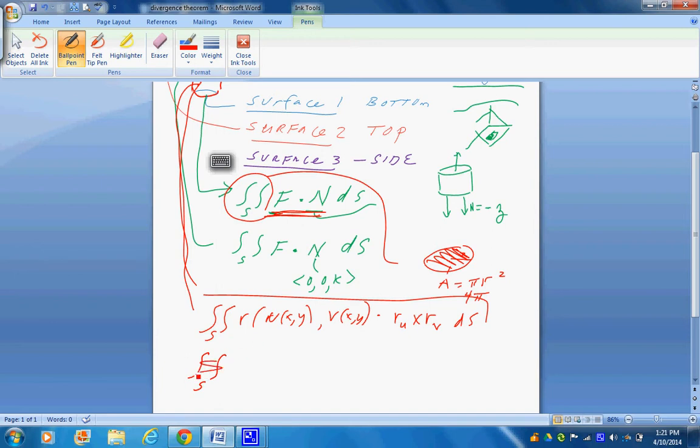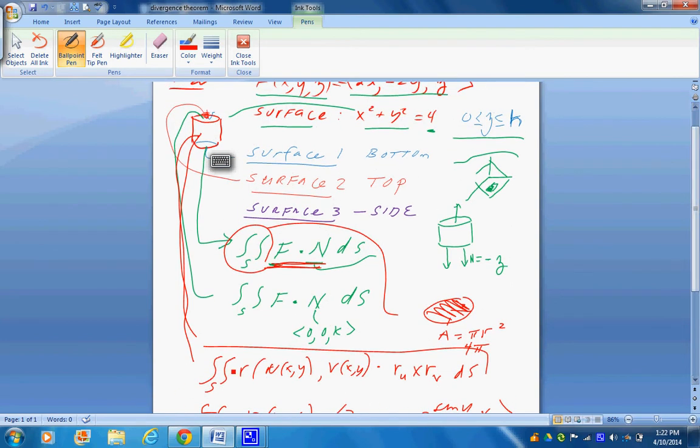I'm going to define, well, let me get this out of the way. I'm going to define r of u,v as the vector 2 cosine u, 2 sine of u, v. And there's my vector valued function that I'll be using. And that will go into right here. I'll just need to find out what r_u cross r_v is.